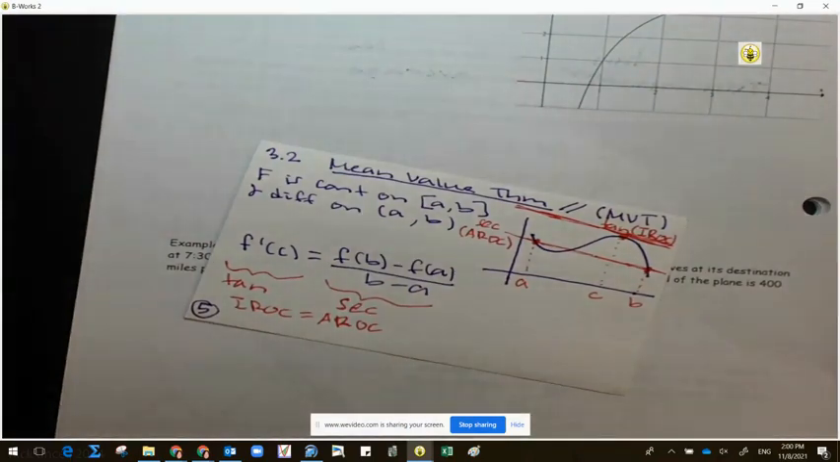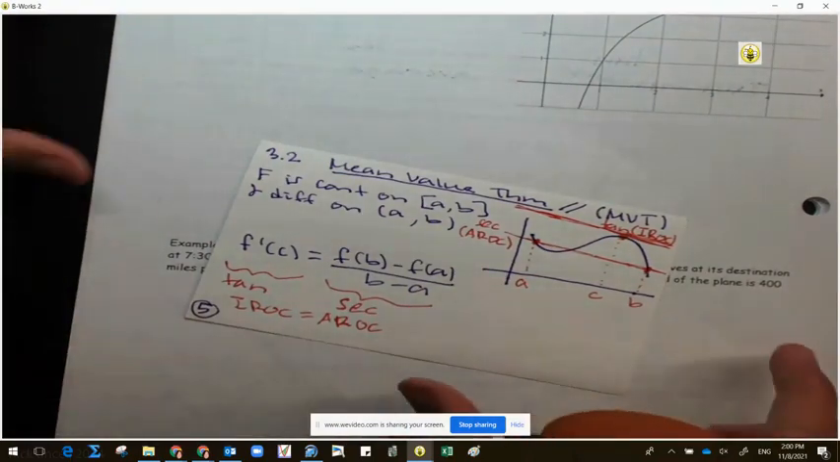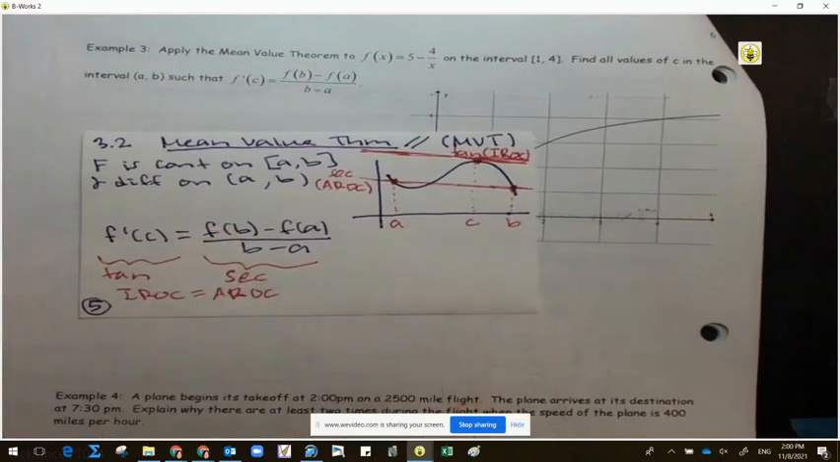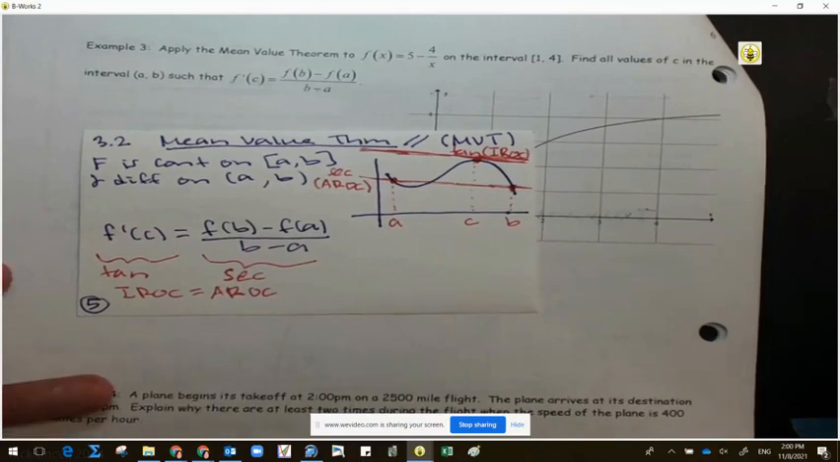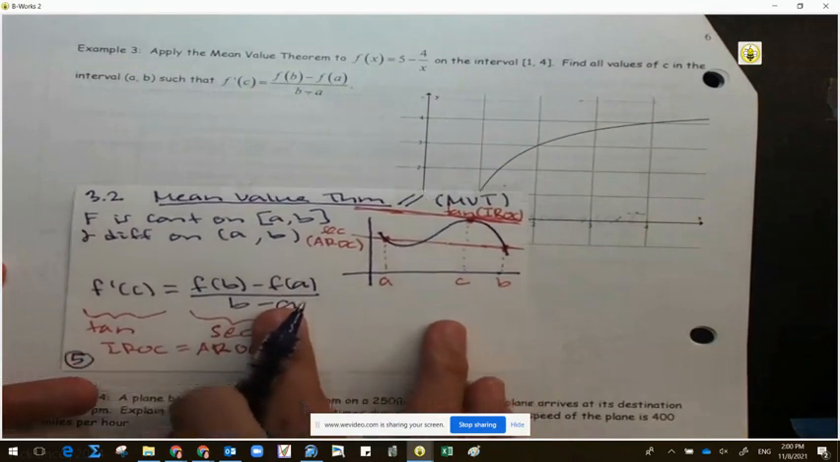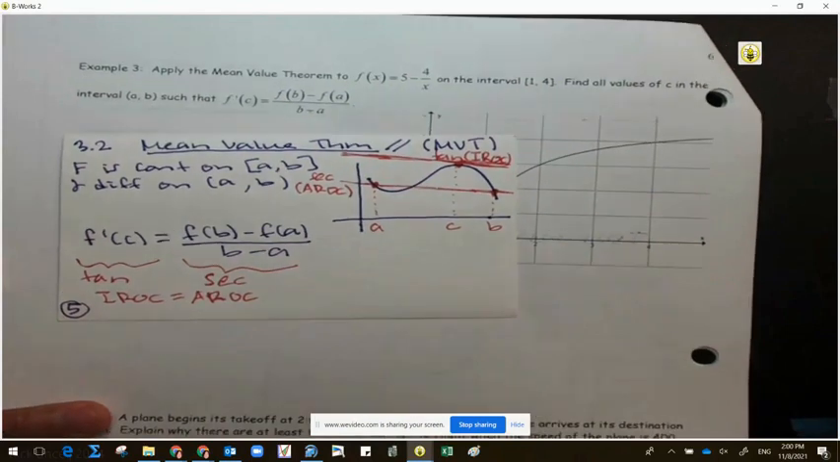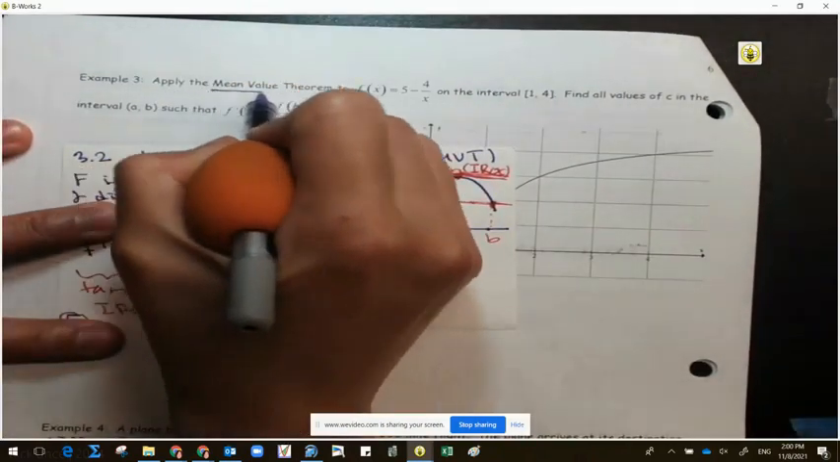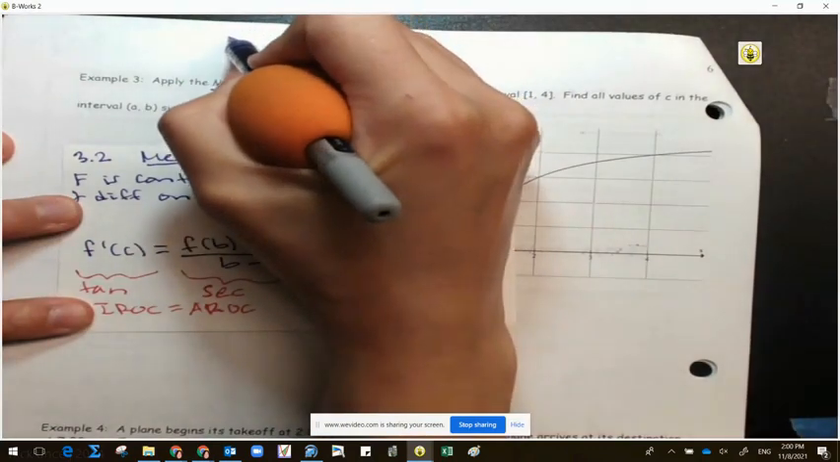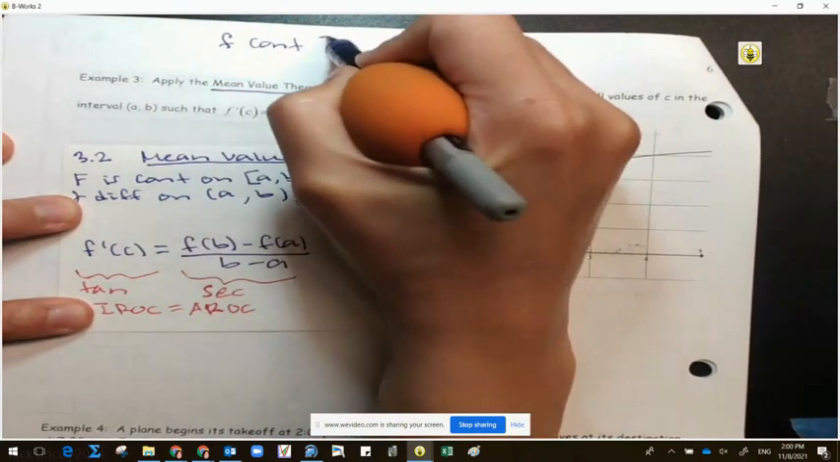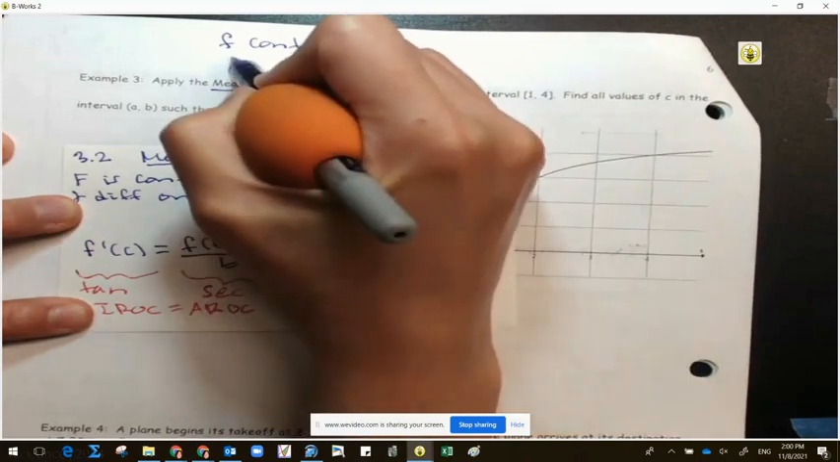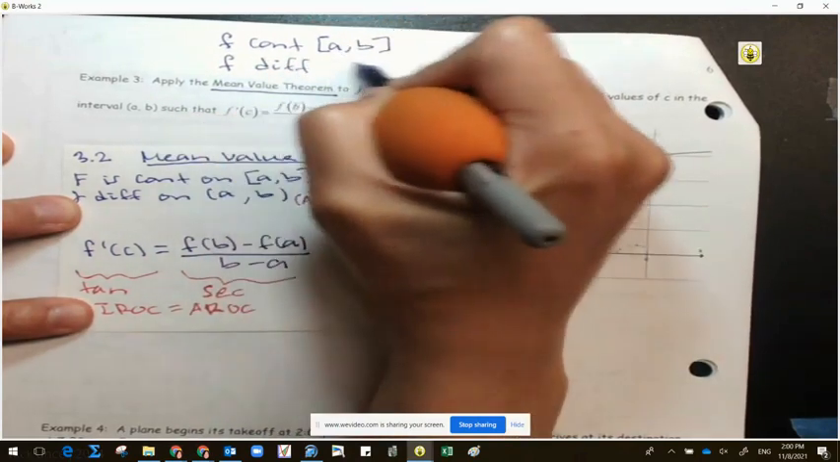And do an actual example. So on the very top, Colin, let's read. Apply the mean value theorem to f(x) equals 5 minus 4 over x on the interval [1, 4]. Find all values of c in the interval (a, b) such that f'(c) is equal to f(b) minus f(a) over b minus a. And just to be extra careful, let's write out the condition. The mean value theorem is going to work if the function is continuous on the closed interval of a and b, and the function is also differentiable on the open interval of a and b.